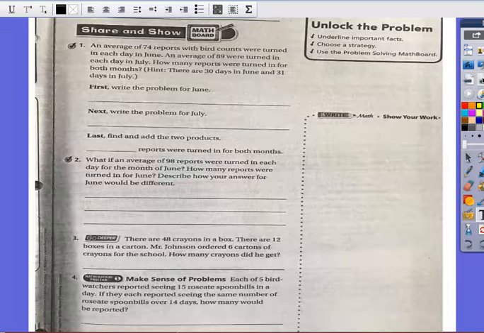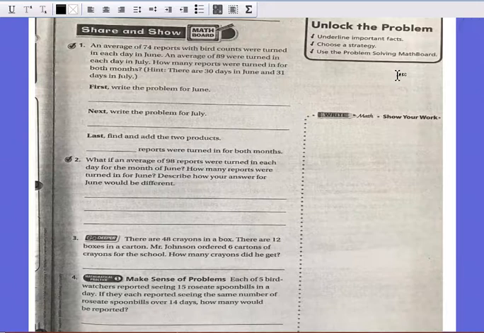Alright, we're going to go to the next page here. I'm going to do number 1 with you and possibly number 2, and then I think we're going to take a look at your homework here. So, number 1, an average of 74 reports with bird counts. Man, this chapter likes birds. With bird counts were turned in each day in June. An average of 89 were turned in each day in July. How many reports were turned in for both months? Hint, there are 30 days in June and 31 days in July.